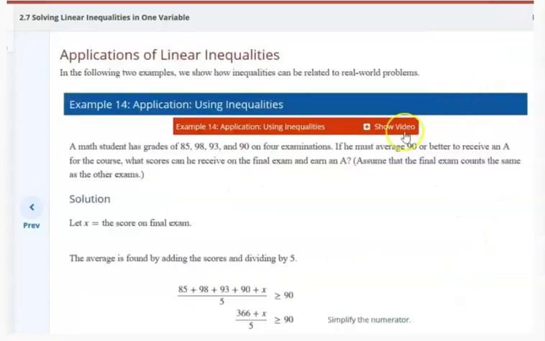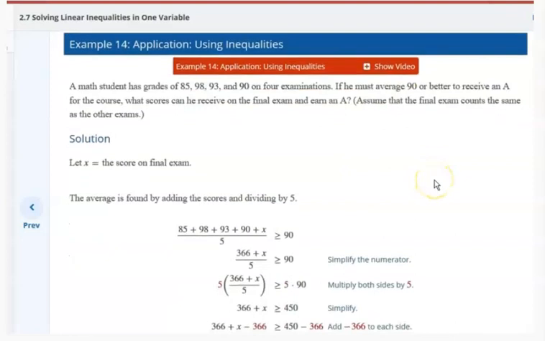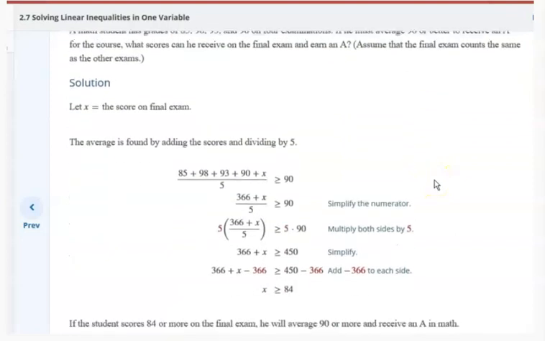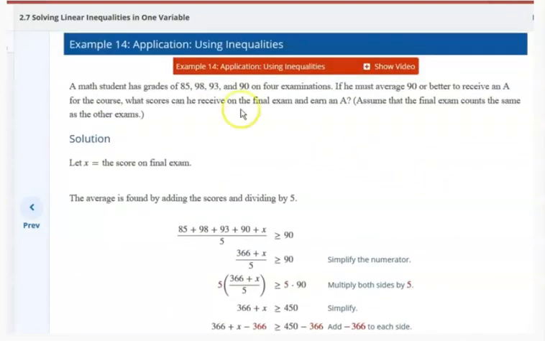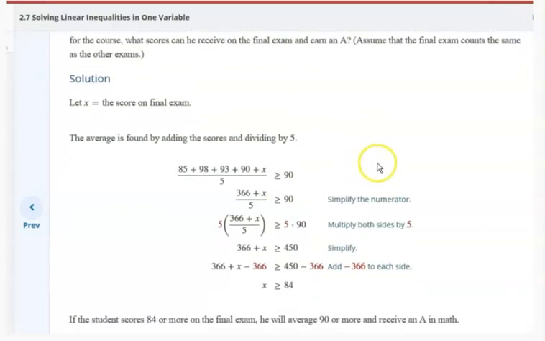For our last example, and I know we're running over a little bit here, we're going to do example 14, applications now of linear inequalities. And here it deals with something we've done before, where we want to have an average that is greater than or equal to 90%. So we did one like this earlier.